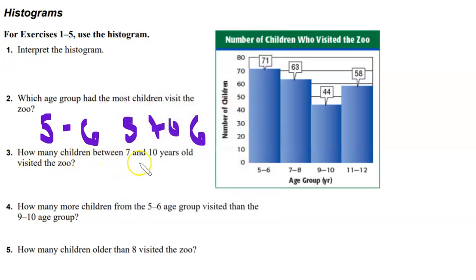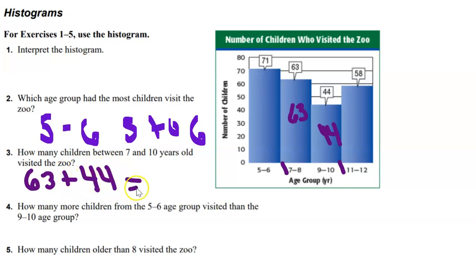Then it says, how many children between 7 and 10 visited the zoo? So we have 63 kids that are 7 and 8, and we have 44 kids that are 9 and 10. So we're going to take those two numbers and add them together. So 3 plus 4 is 7, and 6 plus 4 is 10. So that is 107 kids between the ages of 7 and 10 that visited the zoo.